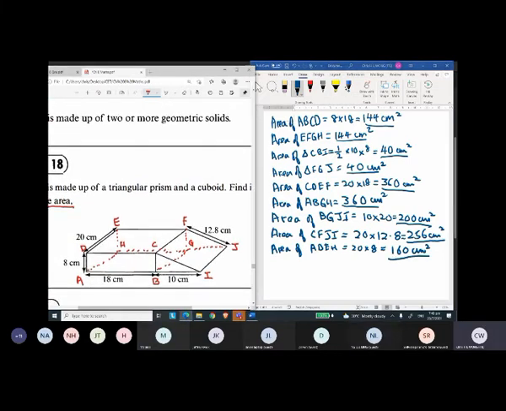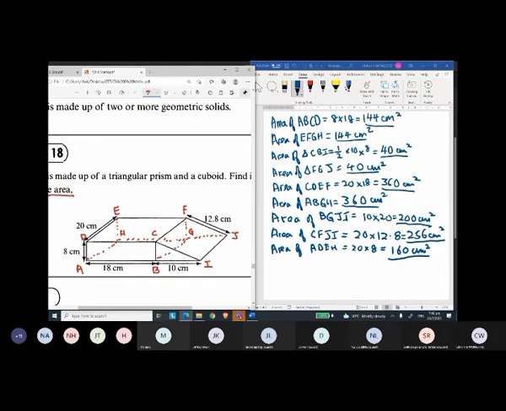Okay, take out your calculator and add them all up together. Total area equals, what's the answer?